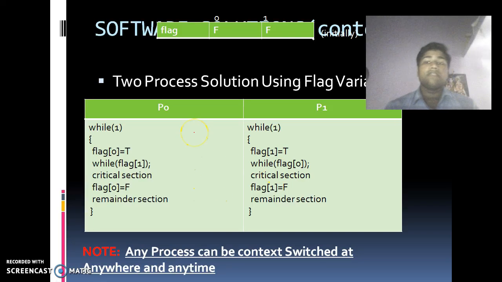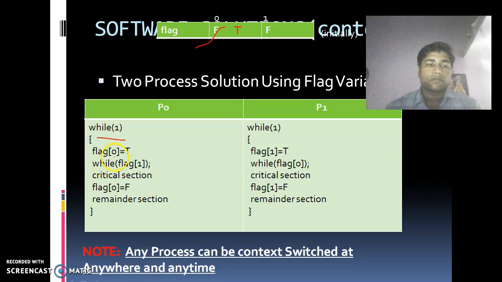Now it is with the flag variable. In this we have used a flag variable, which is actually a Boolean variable, so initially we have taken false for both. Now let me start with P0. Initially both are false. Now come here. This line is true, no problem. Now it comes here and flag 0 is equal to true, so it makes it true.